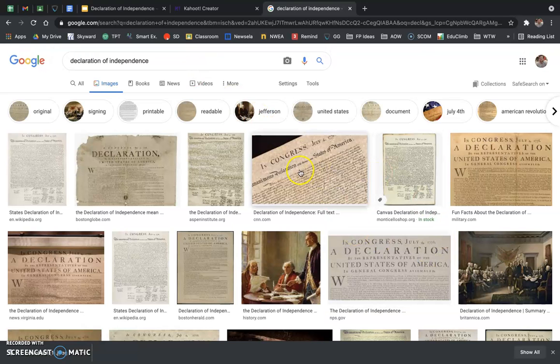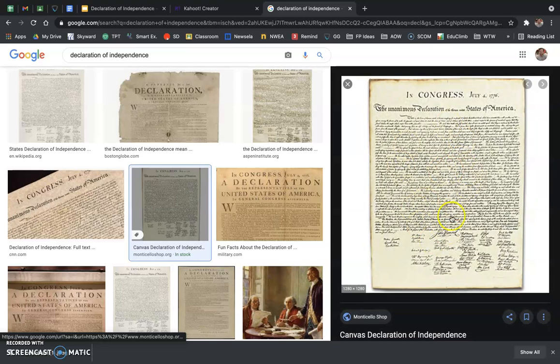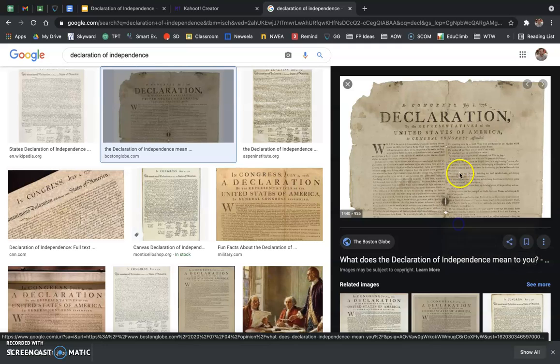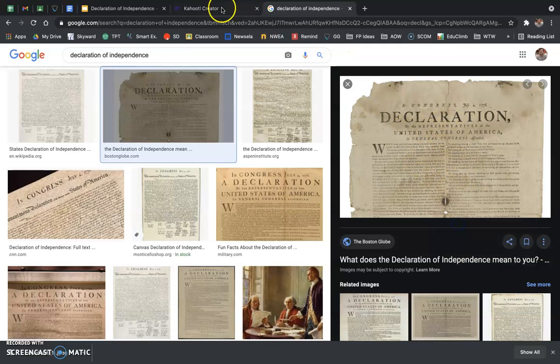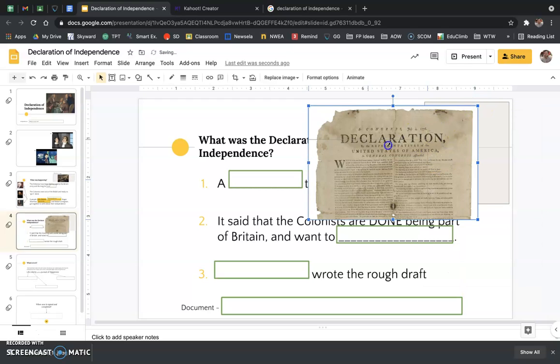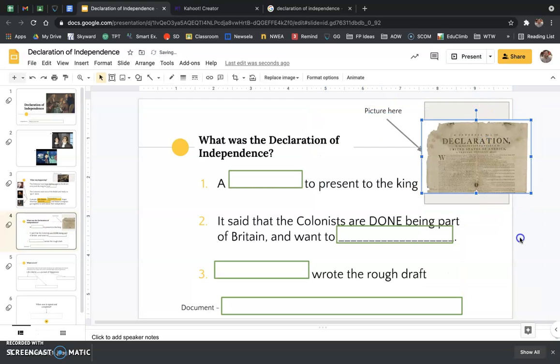So you can see it here. You can pick any picture that just shows the actual declaration. I'm going to pick this one because this is the original. This is the original one that they wrote on. Pretty cool. It is in, I believe, the Smithsonian Museum in Washington, D.C.